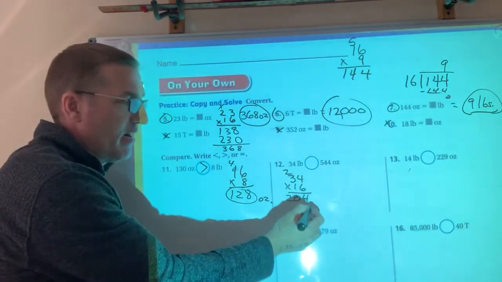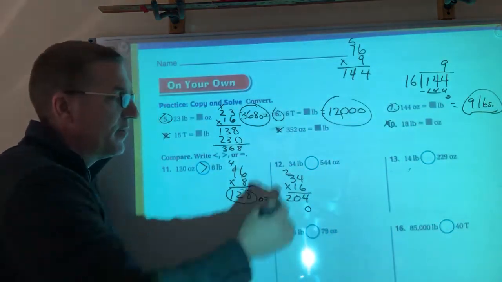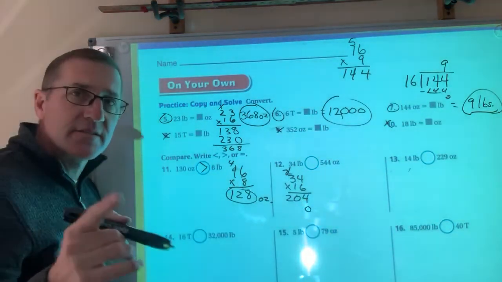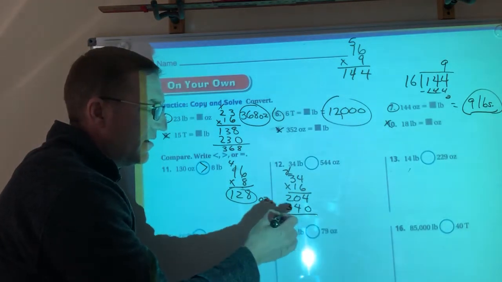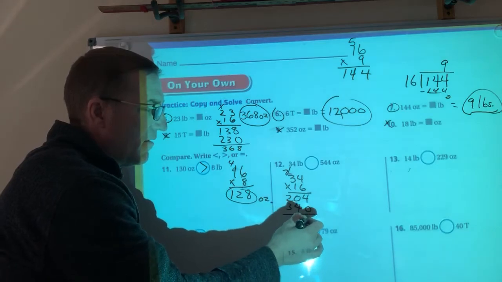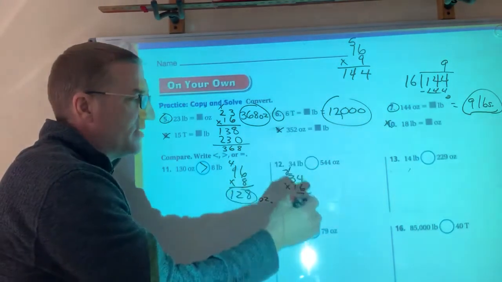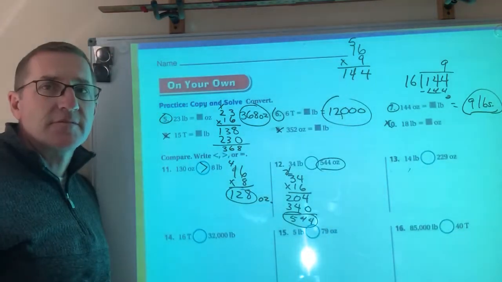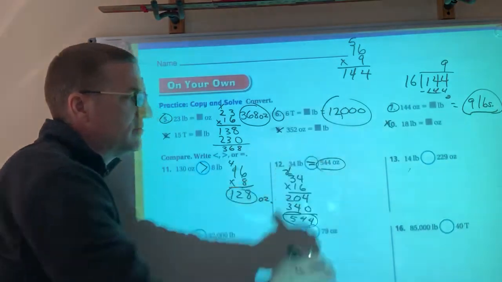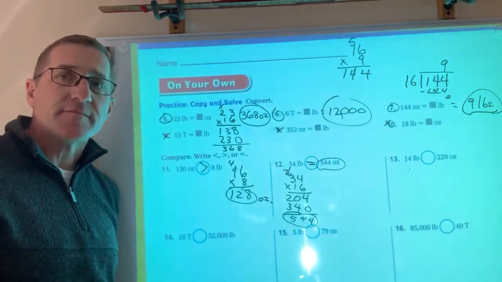What do I put here? Not a placeholder. It's a 0. Good. Cross that out. 1 times 4 is 4. 1 times 3 is 3. Oh. 4 plus 0. 4 plus 0. 2 plus 3. 544. What's bigger? 544 or 544? Trick question, right? They're equal. Good.